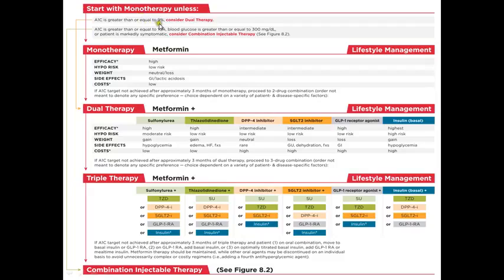So if the HbA1c is less than 9, you start with monotherapy. But before going to this monotherapy, the first thing you have to do is lifestyle management. Lifestyle management at any level of HbA1c is the first line of treatment. You have to advise them. If HbA1c is 6.5 to 7, you can advise lifestyle management, and from 7 onwards you give metformin. Metformin is the first line drug.